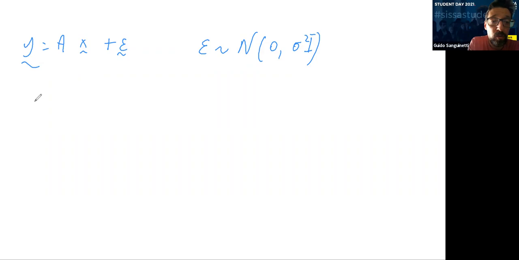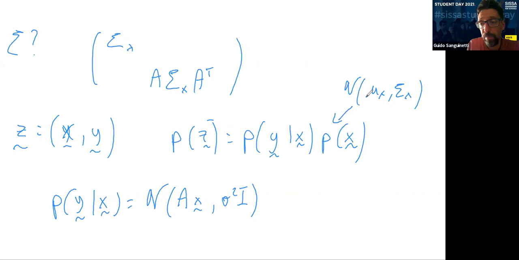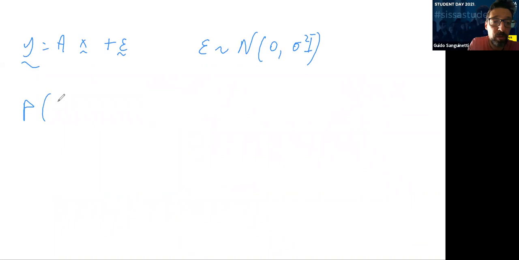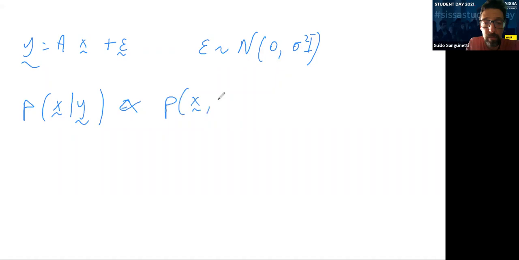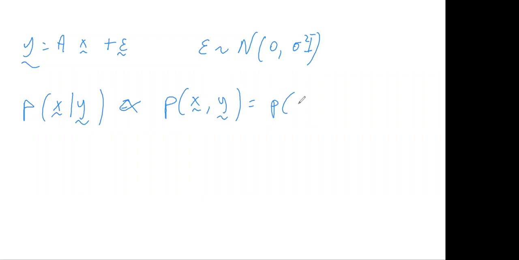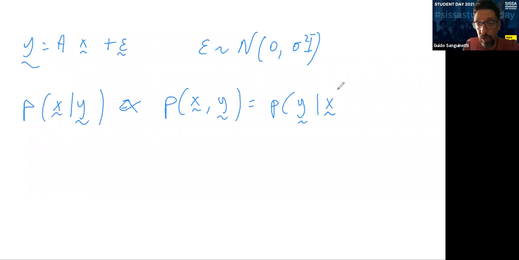Now, the question could be, what is P? So we have a very easy way of computing the conditional of y given x, and we have a prior over x. So the question now becomes, what is p of x given y? So what is the posterior? To do this, we need to apply Bayes theorem. So we have that this is proportional to the joint distribution, where I then stick y equal to a constant. And this joint distribution, I write it as the product of the other conditional, that is my equation, times my prior.